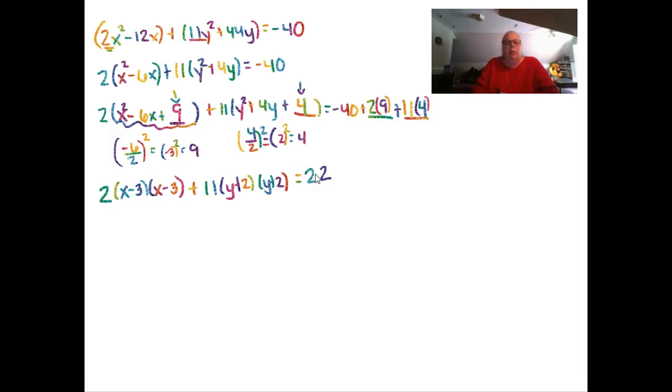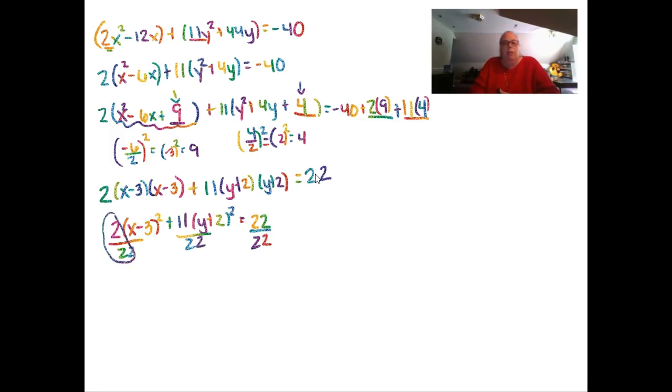Let's clean this up a little bit more. I can write this as 2 times x minus 3 squared plus 11 times y plus 2 squared, and this is equal to 22. Remember, I said in order to be in standard form, our ellipse has to be equal to 1. Ours is equal to 22, so let's divide everything by 22.